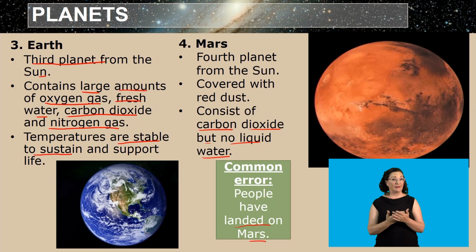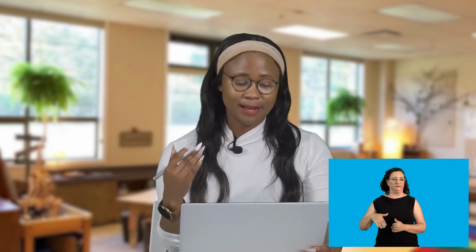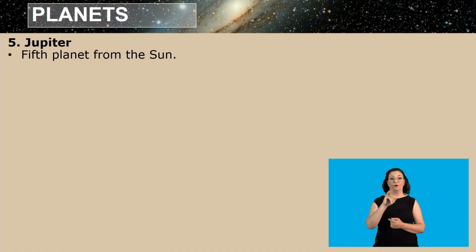Now, this is the common error learners make. Learners believe that people have landed on Mars, but thus far, no one has ever landed on Mars. They do, however, send robots to assess the situation on Mars. Now that we have looked at Earth and Mars, let us move on to the gaseous planets. The first four that I spoke about, remember, are our inner rocky planets. Now we are looking at our gaseous planets, where the first one is Jupiter.